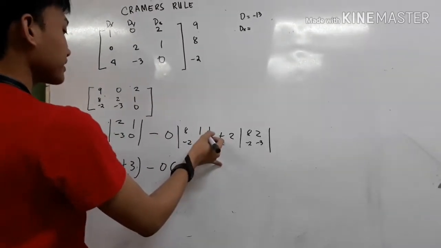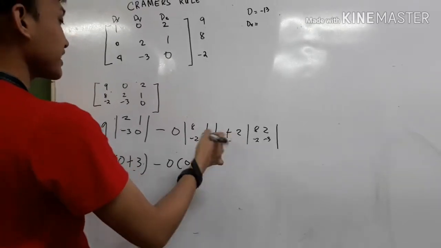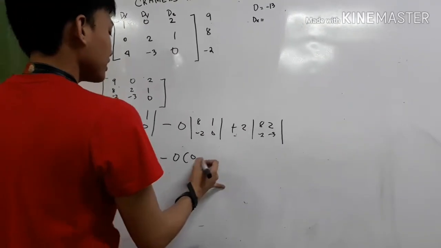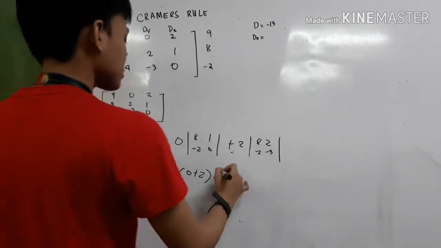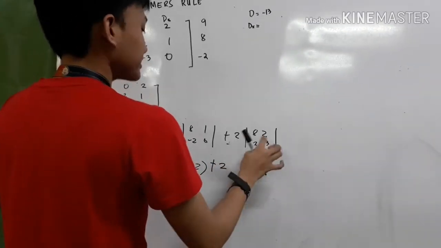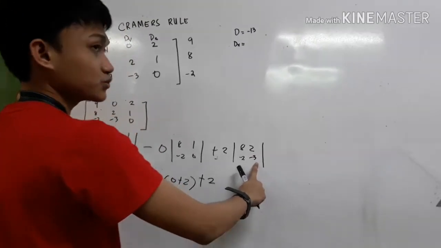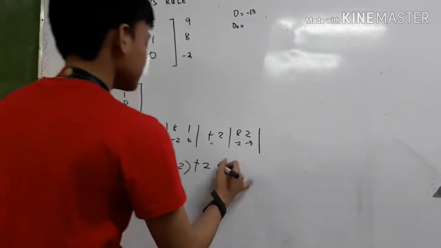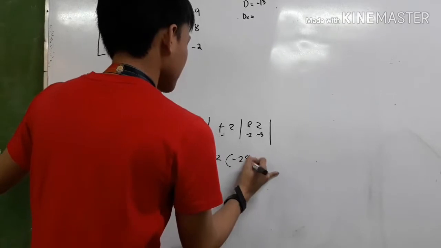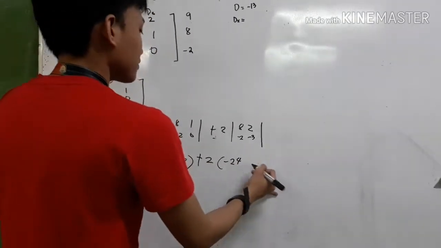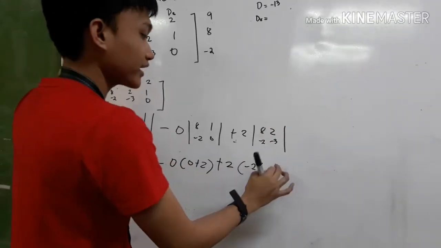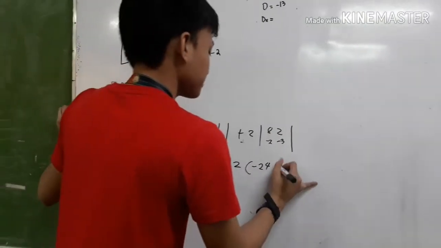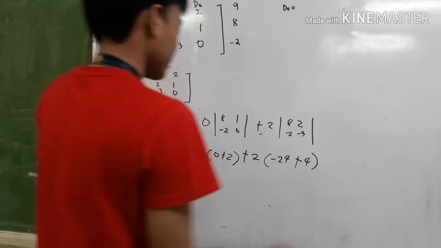Negative 2 times negative 2 times 1 is negative 2. Since we have a negative minus sign here, it will become positive 2 plus 2. 8 times negative 3 is equal to negative 24, minus negative 2 times 2, which is negative 4. Since we have a negative here, it will become positive. So plus positive 4.